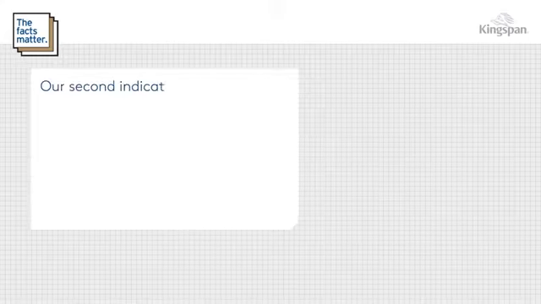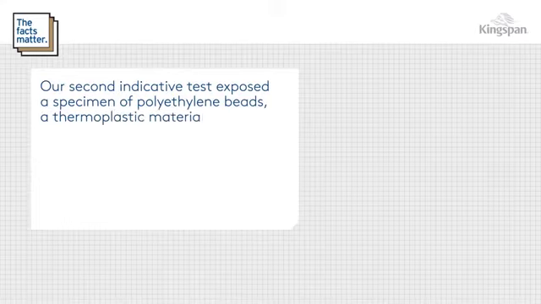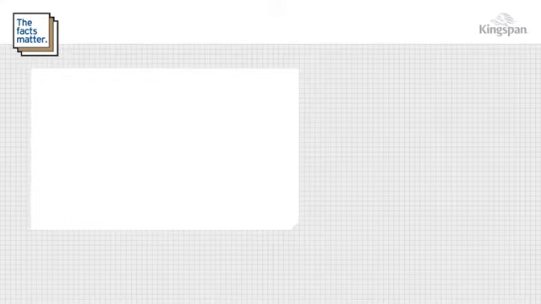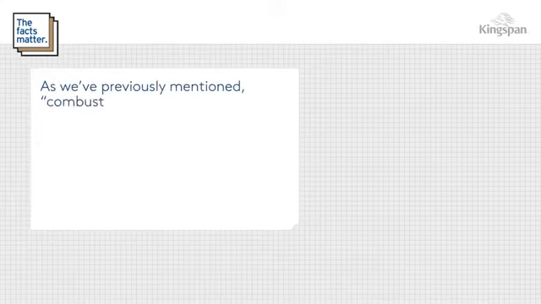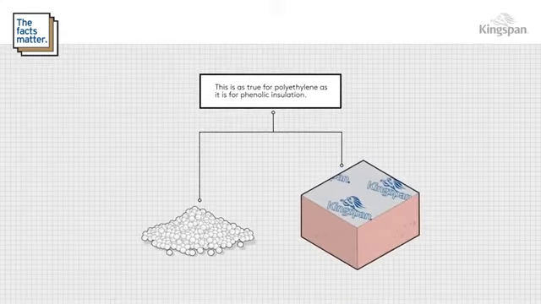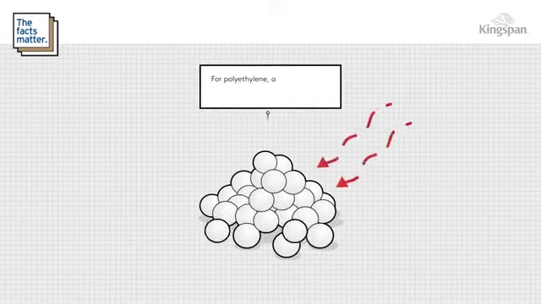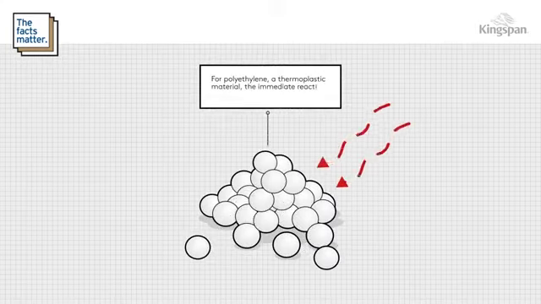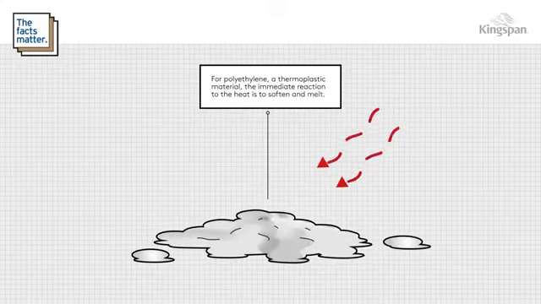Our second indicative test exposed a specimen of polyethylene beads, a thermoplastic material also recognised as combustible, to the radiant heat panel. As we've previously mentioned, combustible materials undergo pyrolysis when they are subjected to heat. This is as true for polyethylene as it is for phenolic insulation. For polyethylene, a thermoplastic material, the immediate reaction to the heat is to soften and melt.